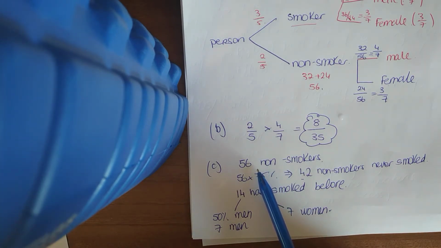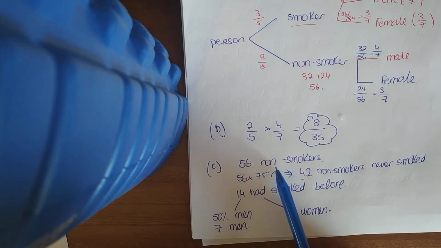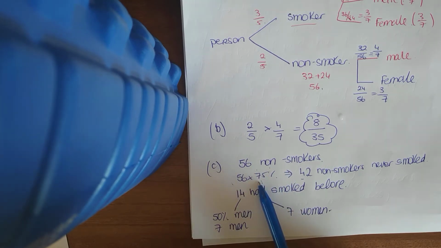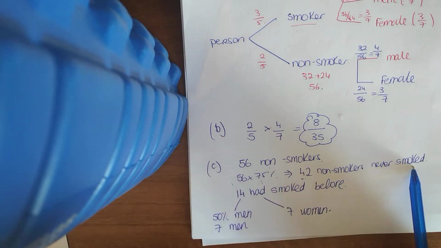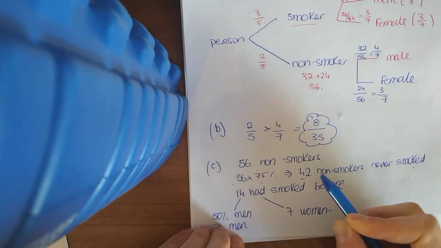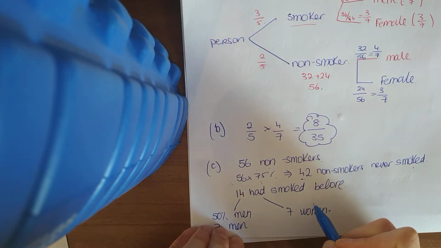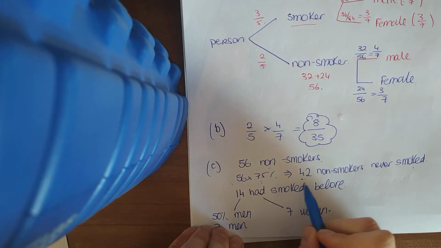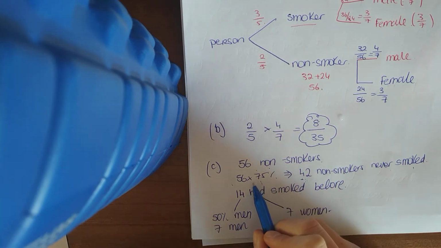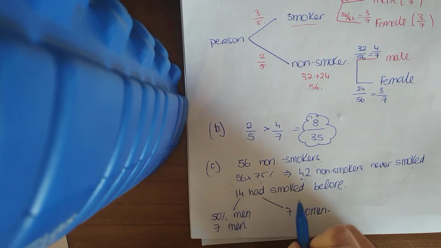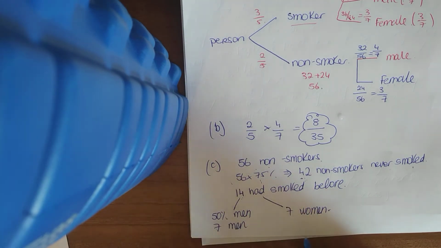It said there at the start 75% of the non-smokers. So there's 56 non-smokers, fair enough. 75% of those had never smoked. So that translated as 42 non-smokers never smoked. And of these non-smokers who never smoked, that means then that 14 non-smokers had smoked before. Of those 14 non-smokers that had smoked before, 50% were men and 50% were women.